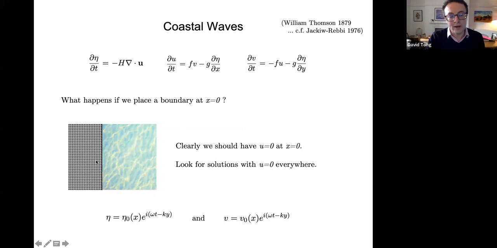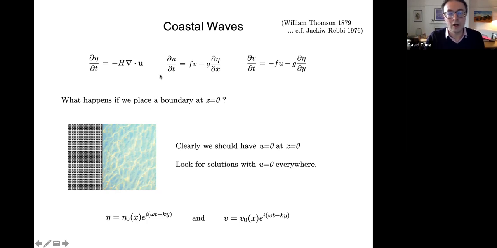Now, u is the velocity of the fluid in the x direction, and I've got a boundary at, say, x equals 0, which clearly means that on the boundary, the velocity of the fluid in that direction better be 0, because nothing can go into the land. So in fact, what Kelvin suggested is that we should look for solutions where the velocity in the x direction is 0 everywhere, just as an ansatz, with the velocity in the y direction, that's v, and the height varying with some Fourier modes in the y direction with some profile in the x direction. So that's the ansatz we're going to make.